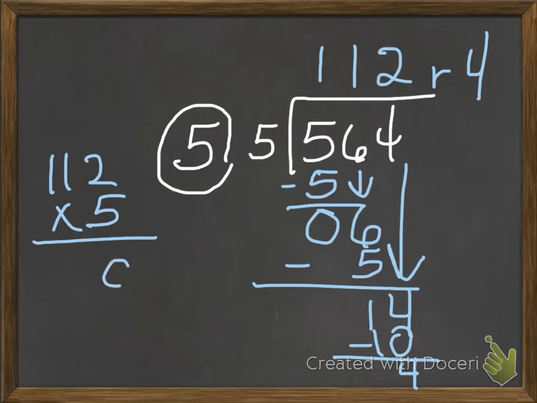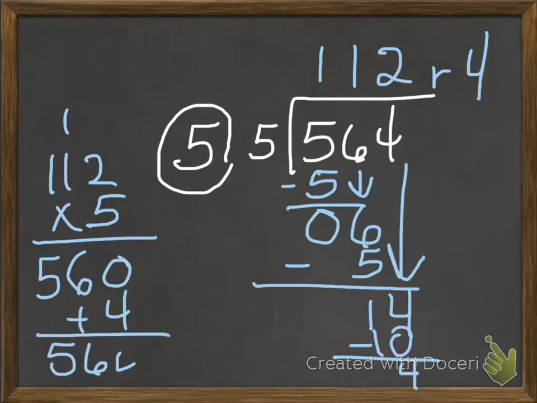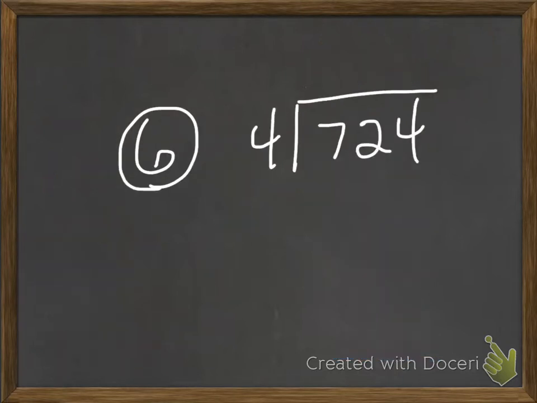5 times 2 is 10. 5 times 1 is 5, plus 1 more is 6. And then 5 times 1 is 5. Don't forget to add on that 4. So we get 564, and it's the same answer. Good job. Did you beat me? Let's see if you can beat me on this one.